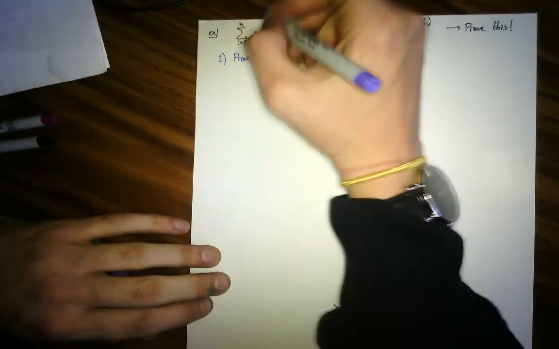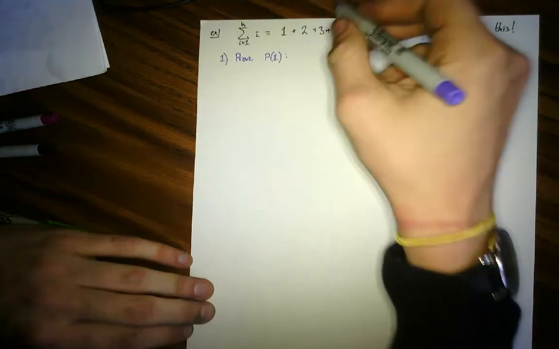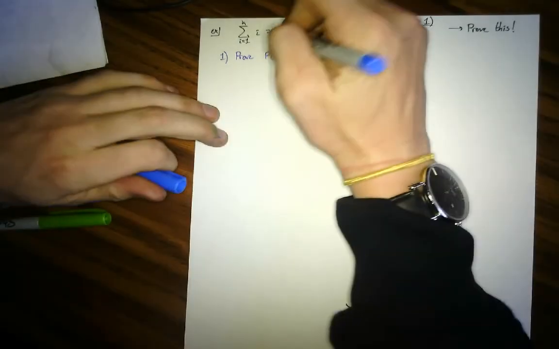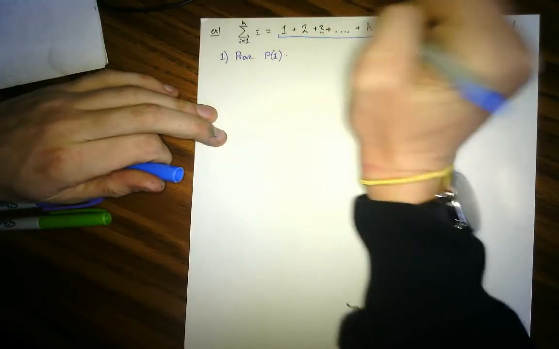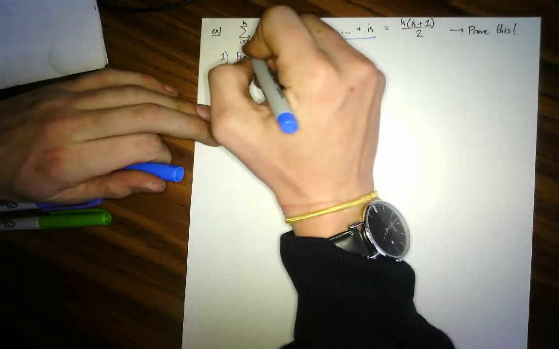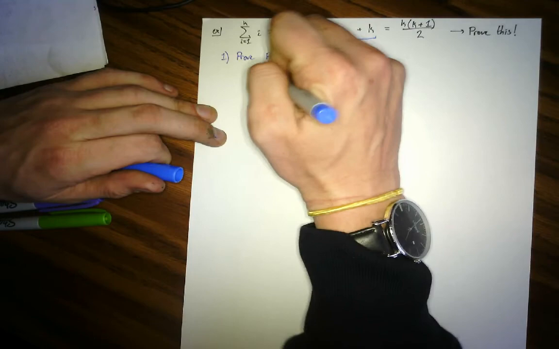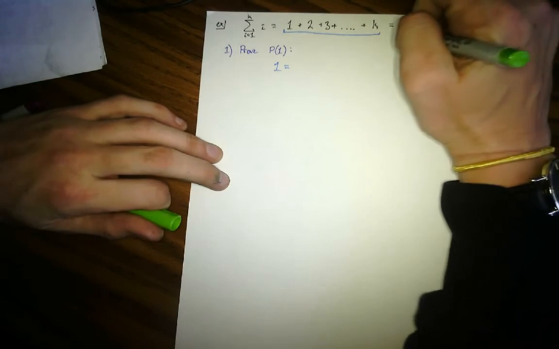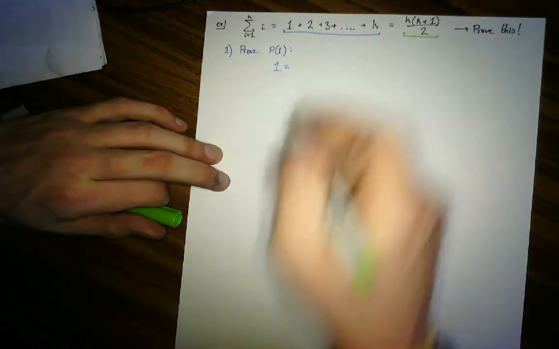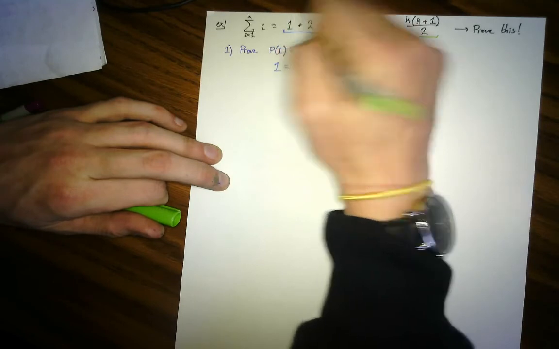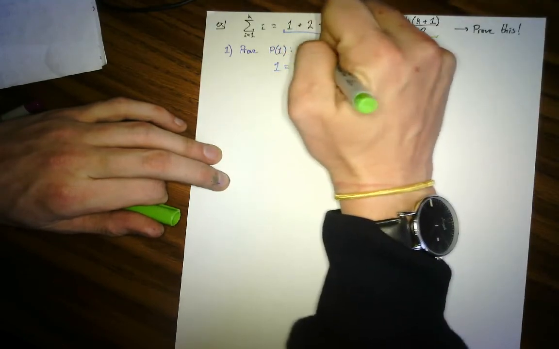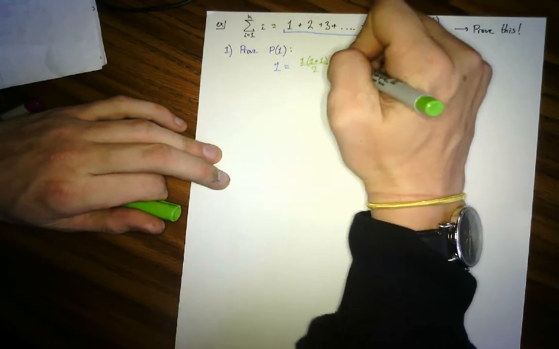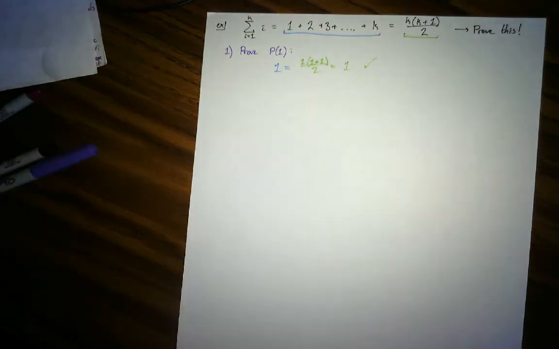So if we're looking at p of 1, well, we got a left side and a right side. Our left side is 1 plus 2 plus 3 all the way to plus k. So if we're looking at the sum from 1 to 1, that's just saying, all right, well, we're at a value of 1. And we want to check to see if it's actually equal to our formula right here. So we've got 1 times 1 plus 1 divided by 2. Or 1 plus 1 is 2, divided by 2, we get 1. So check, we're good to go.